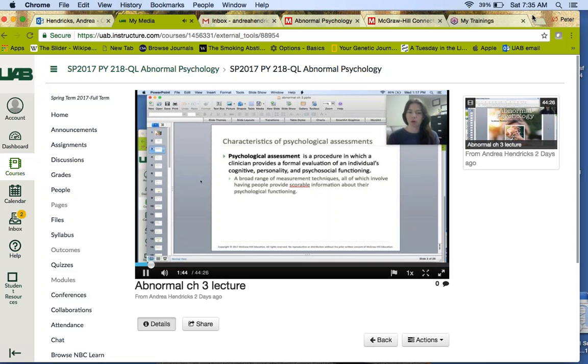Typically, we want to gather as much data as possible. A broad range of measurement techniques are used, and we're going to talk about a bunch of different ones. We want things to be scoreable. Generally, we want data. We want things to be science. We want more than one piece of information.